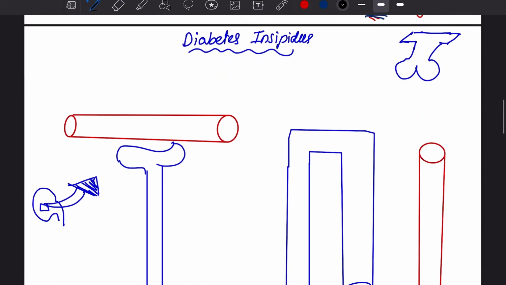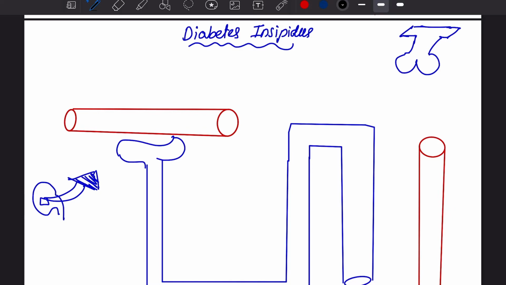Next type we will speak about is diabetes insipidus. So what is the story here? It's also called diabetes, but it has nothing to do with glucose. Here the keyword is water. Here we have a lot of water in the urine. We have polyuria, but the glucose in the urine and in the blood is normal. So keep that in mind while solving these questions.